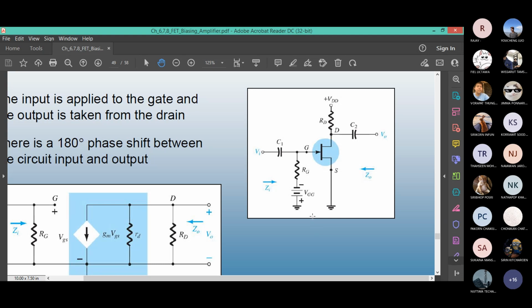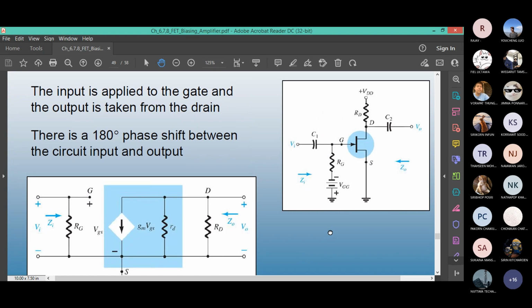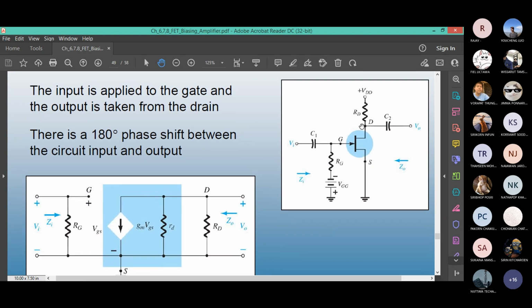How do we analyze? We short the capacitor for AC analysis and kill the source. If you kill the DC source, it goes to the ground. So RG goes to the ground on the input side. On the output side, we have to ground VDD, kill VDD, so RD also goes to the ground. And then you throw the model in the middle.